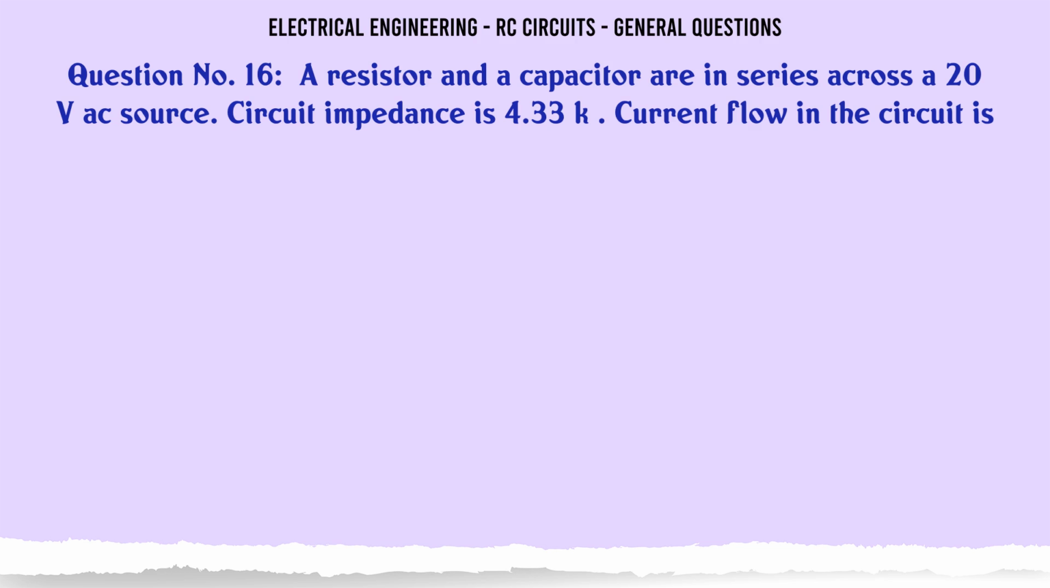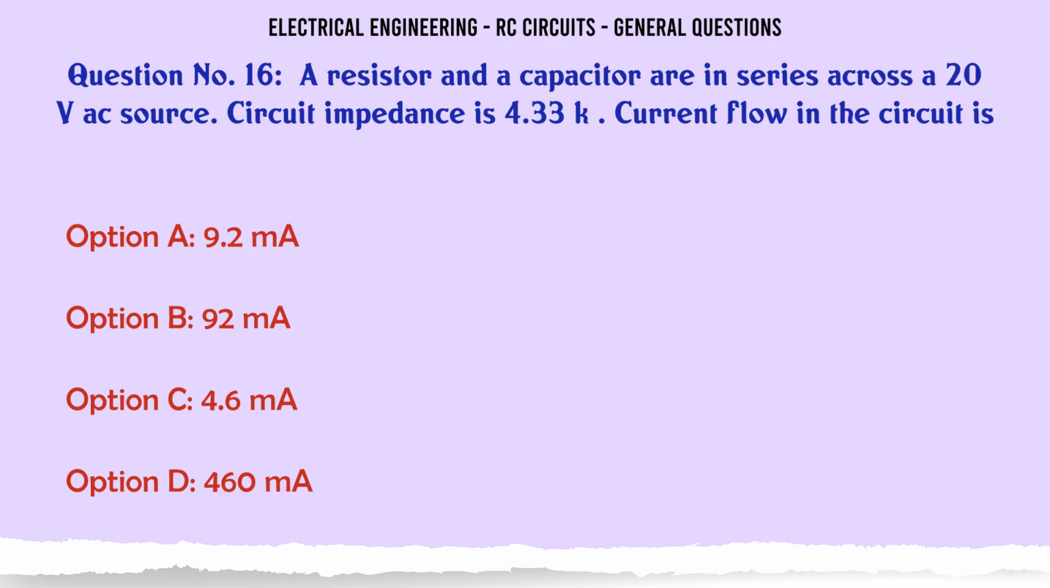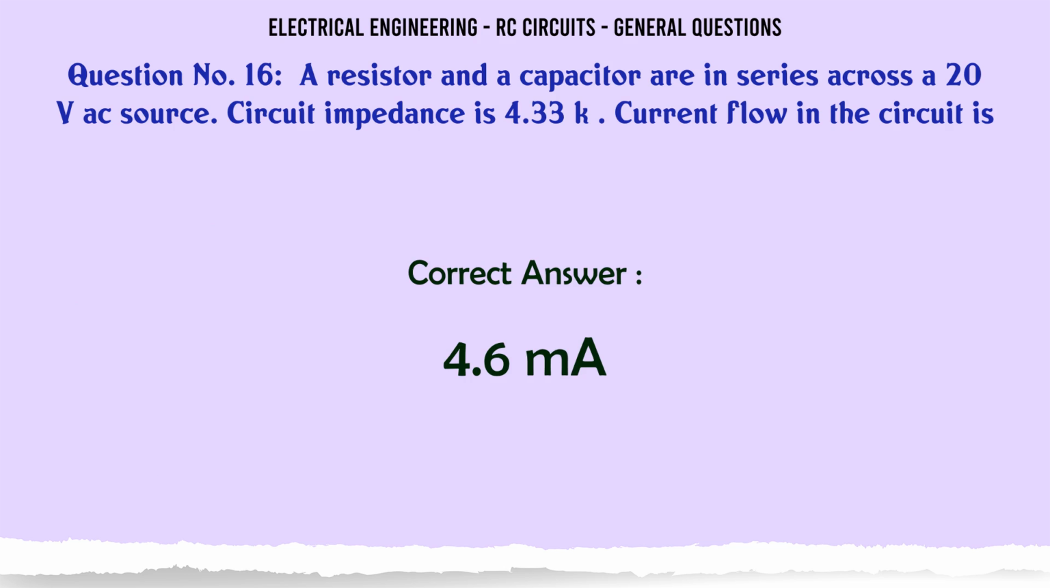180°. A resistor and a capacitor are in series across a 20 V AC source. Circuit impedance is 4.33 kΩ. Current flow in the circuit is A) 9.2 mA, B) 92 mA, C) 4.6 mA, D) 460 mA. The correct answer is 4.6 mA.